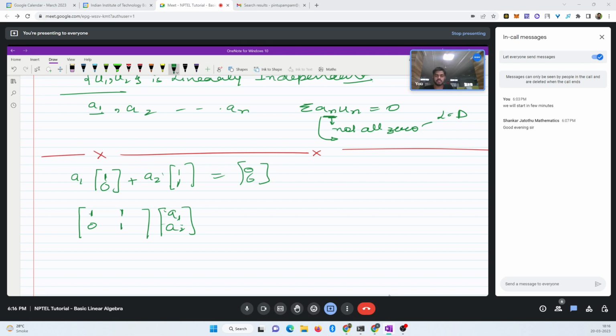Otherwise, you can just pick the first vector, u1, and place it as the first column, and then you can place the second vector as the second column, and you will try to find a1, a2, right? And then you equate it to (0, 0). Now this is your system of linear equations that you have been solving in the first 2 weeks. Okay.